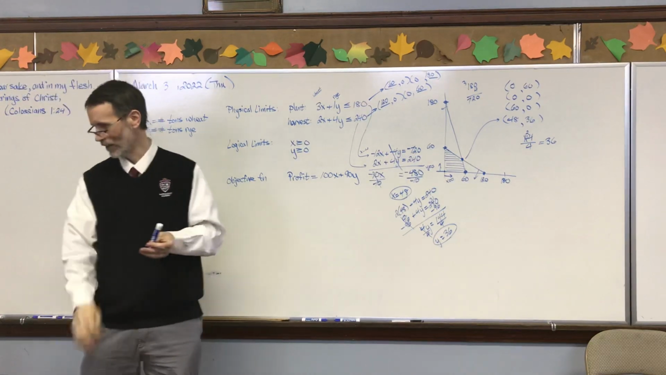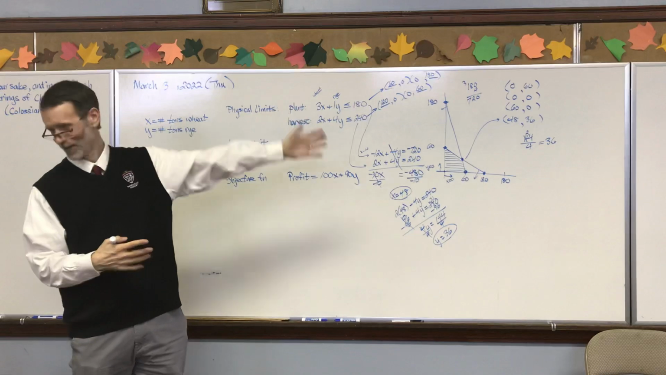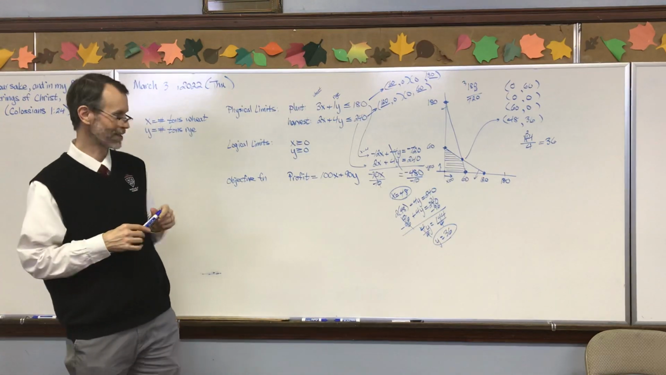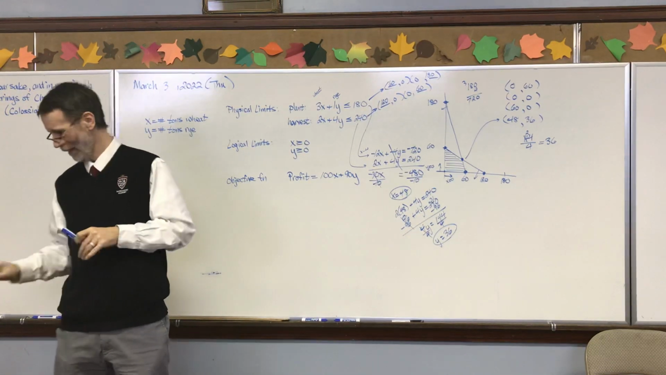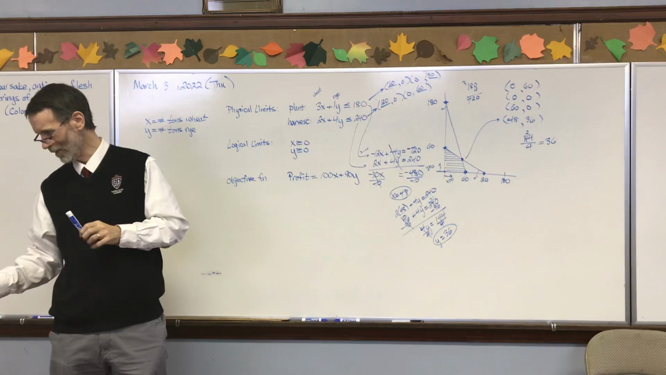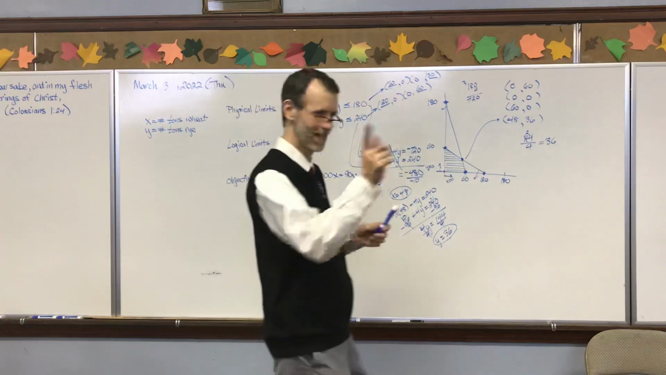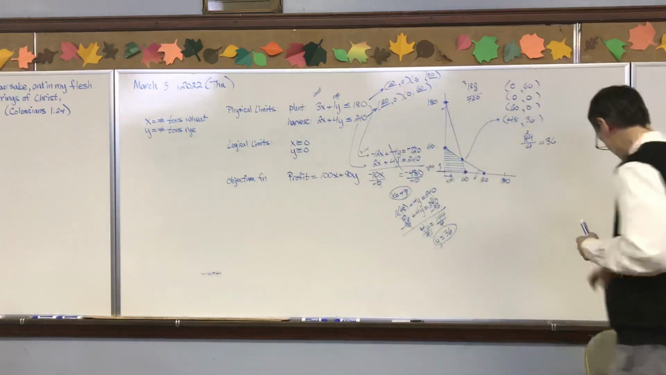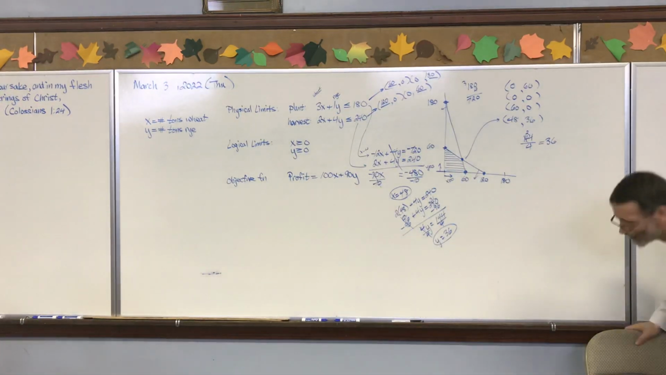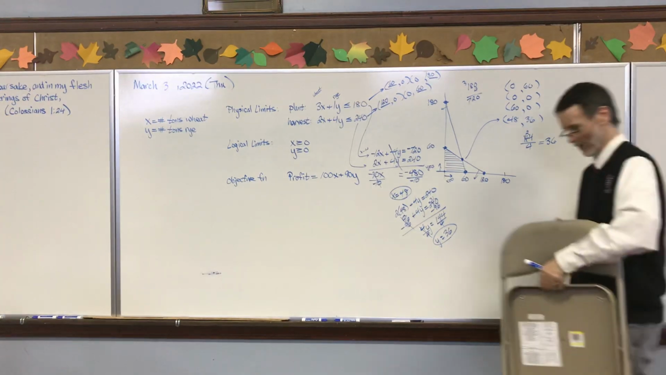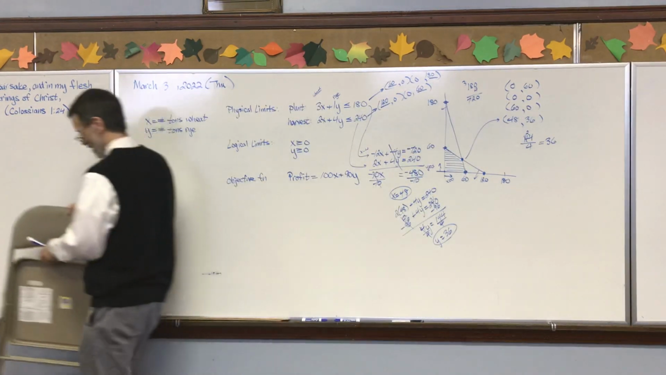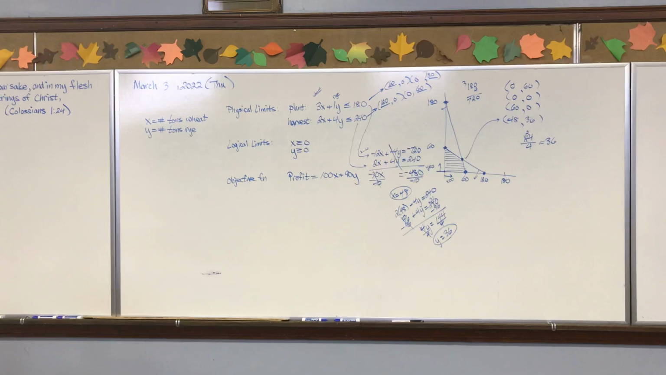Number 15, find all the vertices. Ta-da, we just did. 0, 60, 0, 0, 60, 0, and 48, 36. Number 16, solve the problem. How much of each crop should be planted to maximize the profit? How do you do that? You plug the points that you have into the profit formula and see which one's biggest.